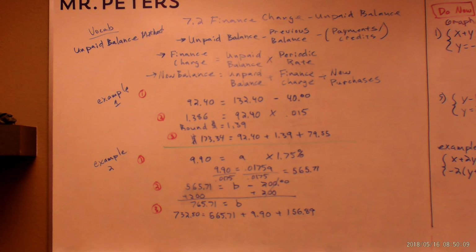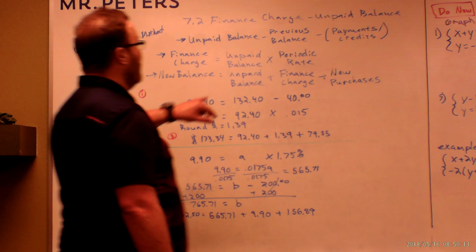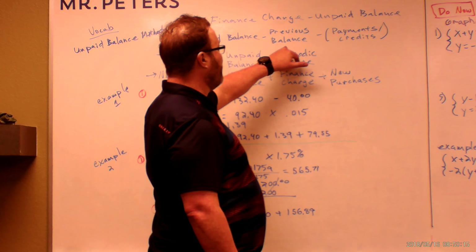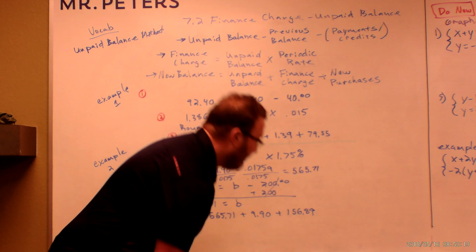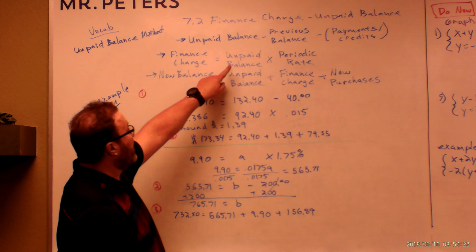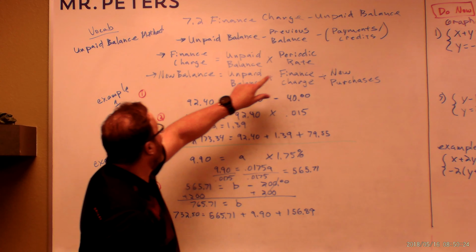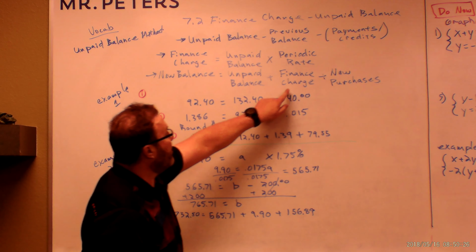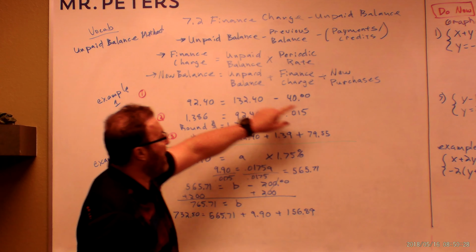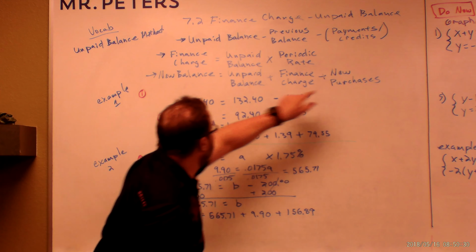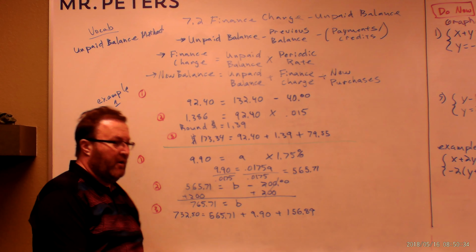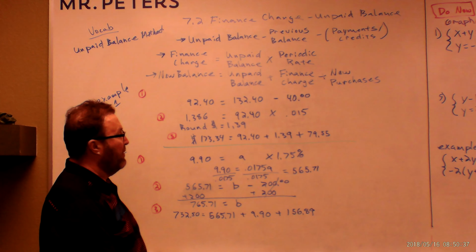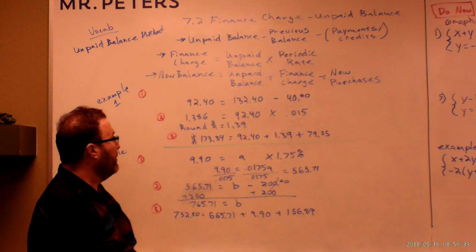Okay, so once again, this lesson is building upon what you did in 7.1, taking the unpaid balance minus previous balance minus payments and credits, and figuring out what the finance charge is. So unpaid balance times the rate that they're charging gives the finance charge, which you put back in the formula with the unpaid balance and the new purchases, getting your new balance.